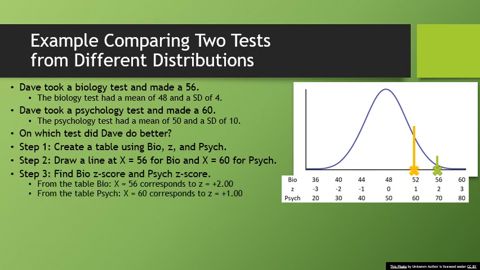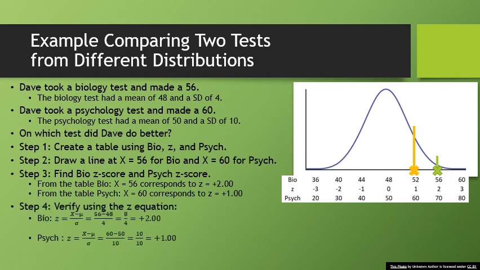So we have to find the z-scores for each one. Well, we can just read them right off the table. For the bio row, a score of 56 corresponds to z equals plus 2. For the psych row, a score of 60 corresponds to a z of plus 1. Now let's verify these using our z-score equation. So for bio, z would equal 8 divided by 4, which is 2. For psych, z would equal 10 divided by 10, which would give you 1.